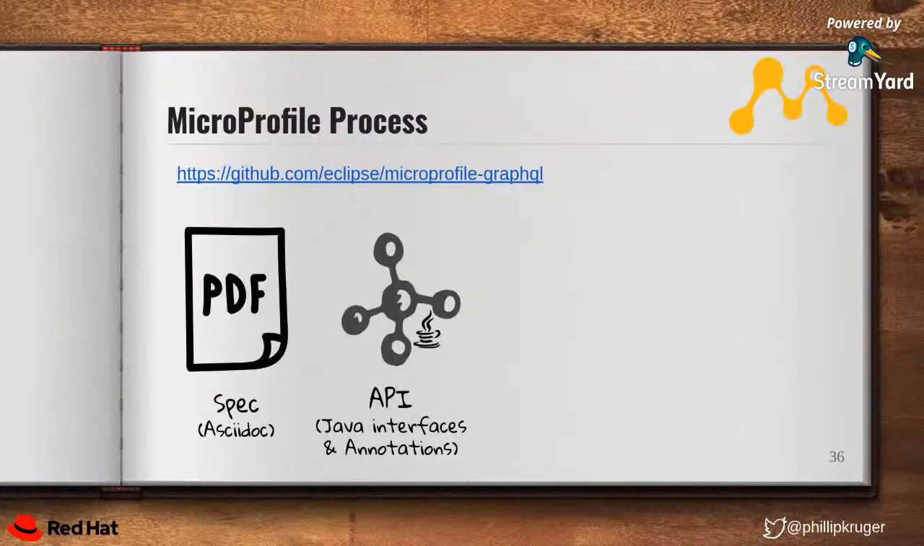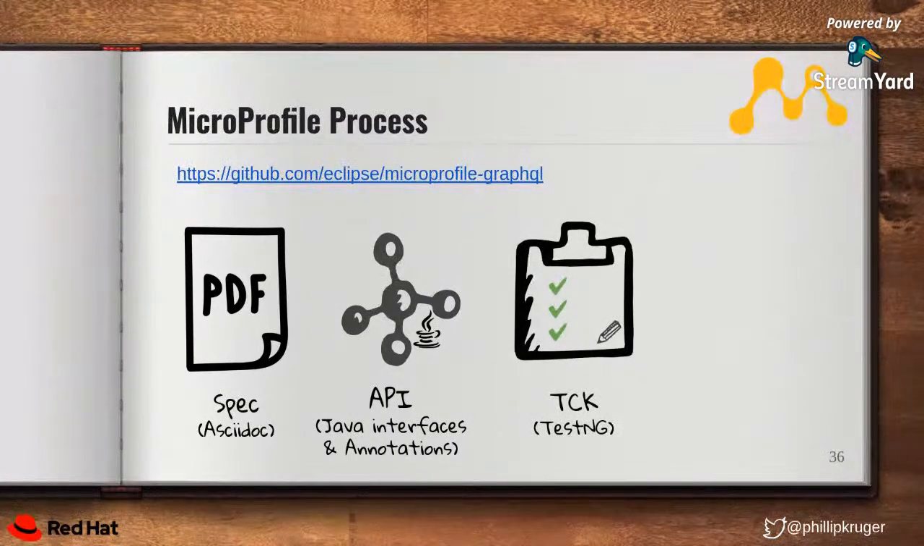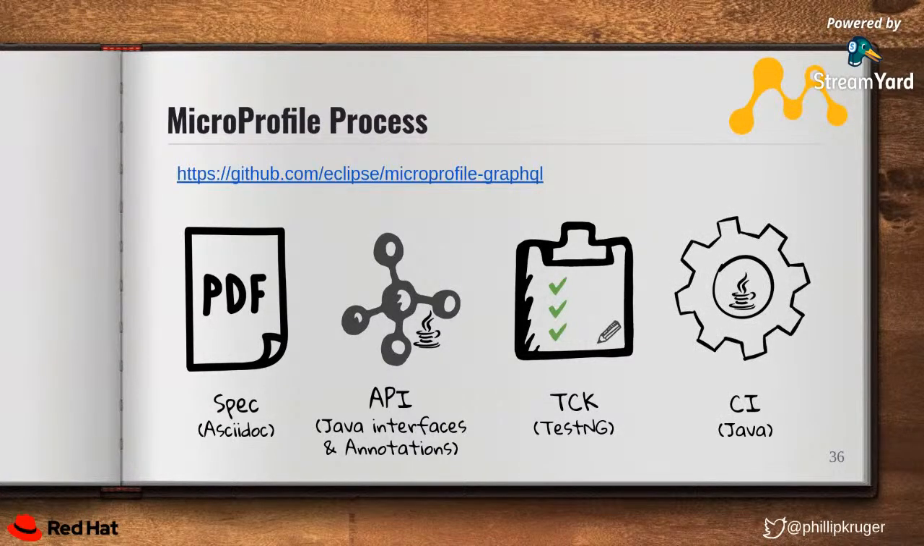It's the actual API, so that's usually Java interfaces or Java annotations. It's the set of tests that an implementation has to pass to be compliant to the specification. In our case, we use TestNG. And then finally, to actually release a version, you have to have a compatible implementation, which we have, and that's the SmallRye implementation I'm going to show you a bit later.